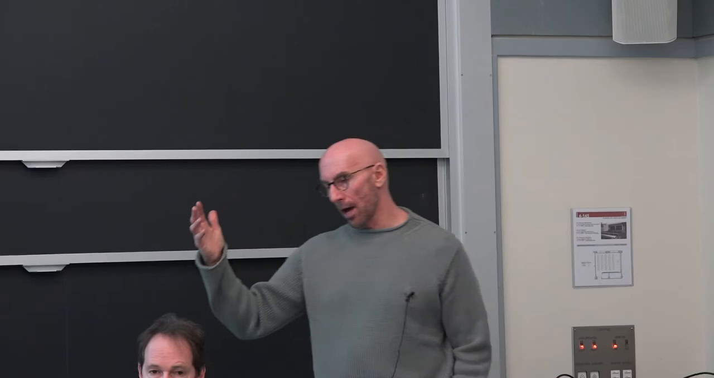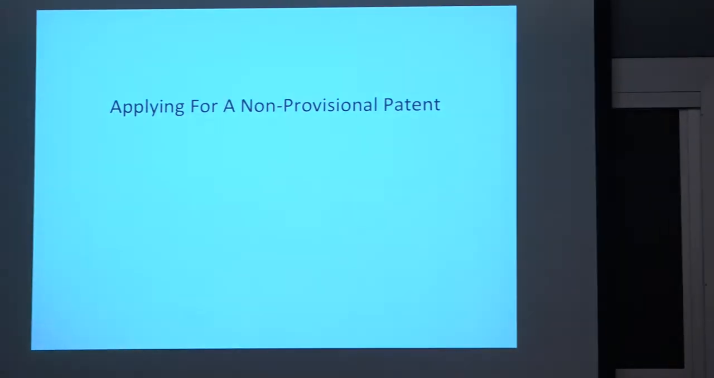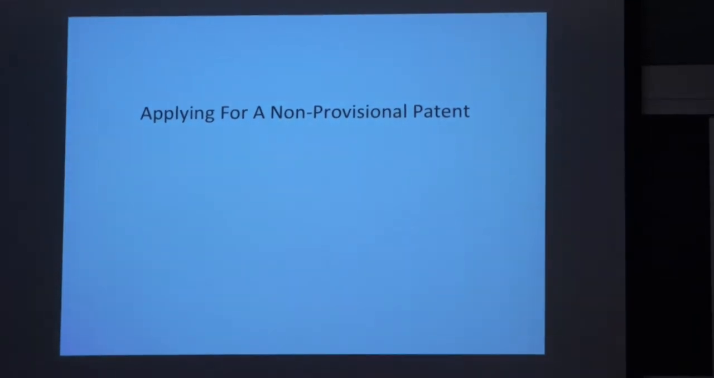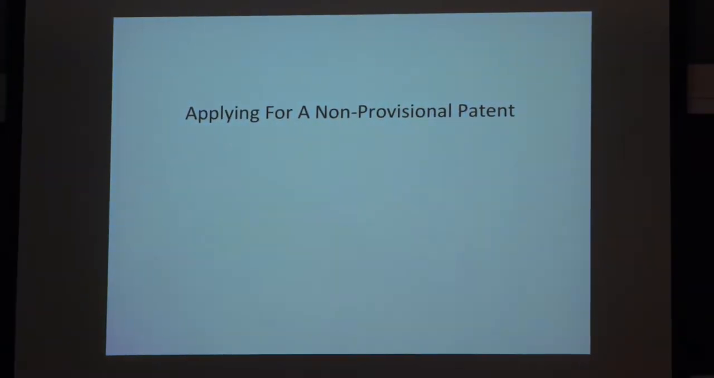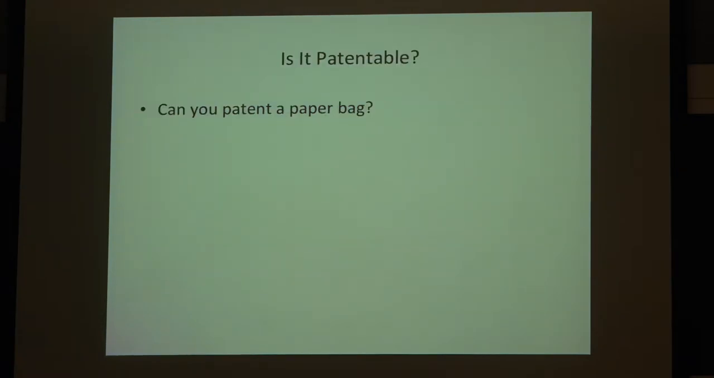So you've done your provisional patent application. 364 days have gone by. You've determined that your device is really worth protecting. So now you need to file your non-provisional patent application.